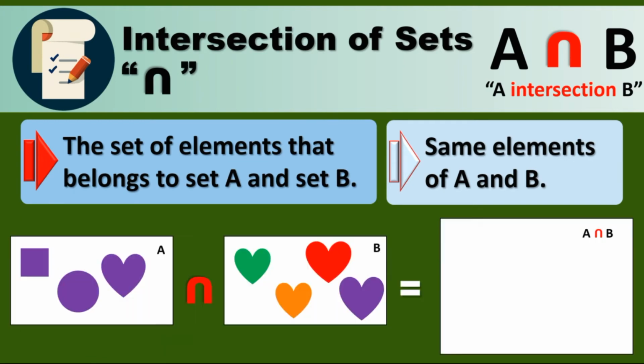Let's have here a simple example. Our set A, which contains these shapes, and our set B, which contains these shapes. What is the intersection of A and B? Or simply, what are the same elements of A and B? And it is the violet heart. Do we still have same elements of A and B? There's none anymore.